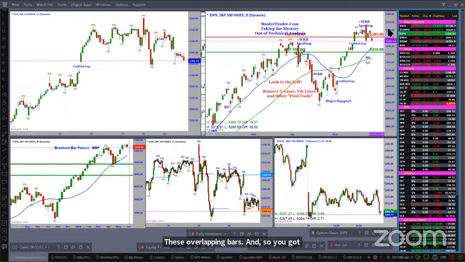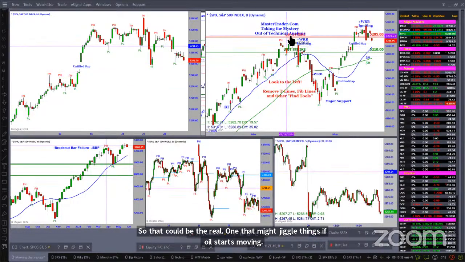And as far as getting turned around, let's see, are there any other numbers coming out on the calendar? All the other numbers are out. At 10 o'clock, there's pending home sales. You never know what number might jiggle the market, but just be aware. And at 11 o'clock, there's a whole lot of oil information coming out. So that could be the real one that might jiggle things if oil starts moving. Keep that in mind.